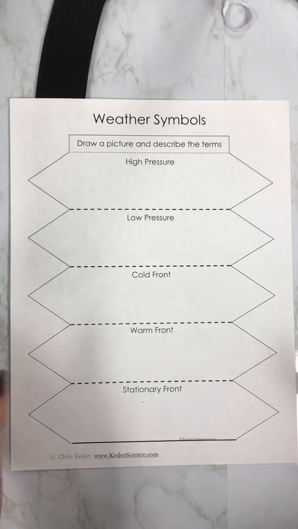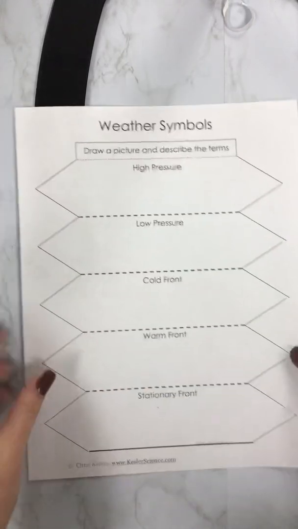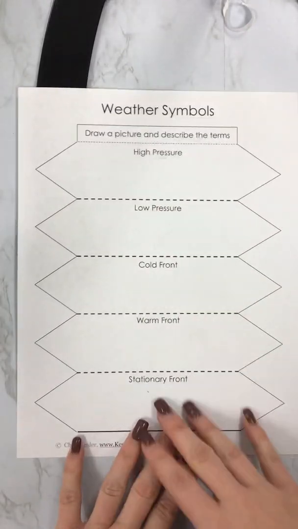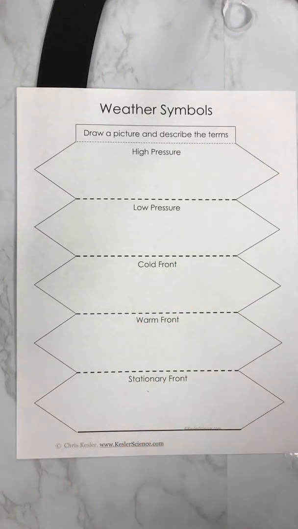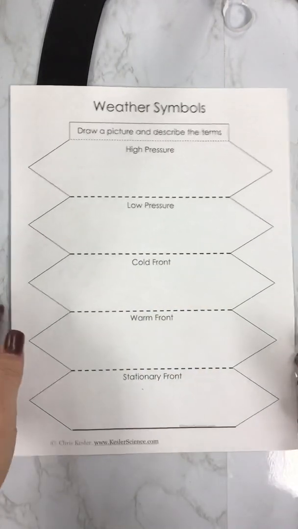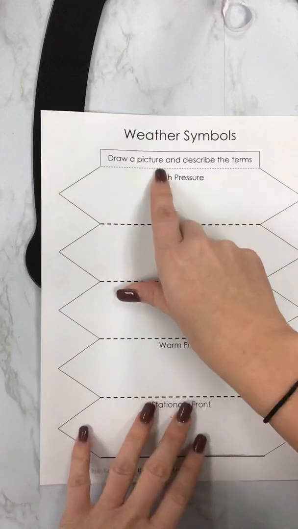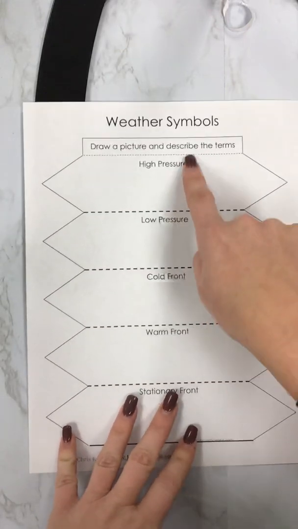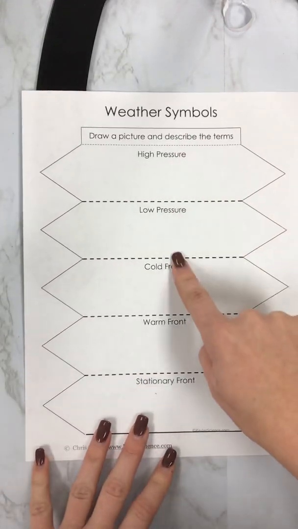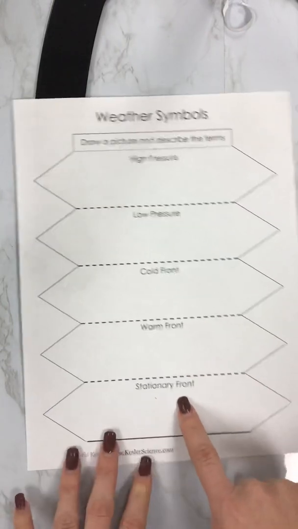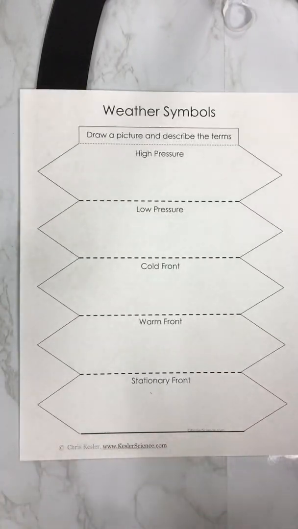We're going to do things a little bit differently than how we usually do them. We're actually going to start with writing the notes first, and then we'll cut out and glue in our notebook last. So our directions are to draw a picture and describe the terms. All of these, high pressure, low pressure, cold front, warm front, and stationary front, are all types of weather that can be represented on a weather map.